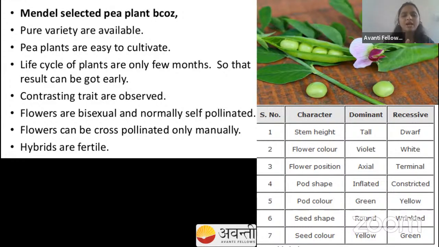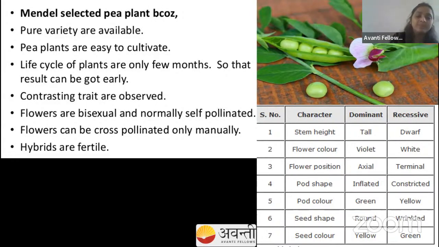Then, pea plants are easy to cultivate, right guys? Pea plants are very easy to cultivate. No hard work. Do you want to do any hard work? No, guys. So the pea plant is easily cultivable, and that's why he took it. And the life cycle is very short. In a few months you will get the seeds and the fruits. So that is the reason he chose the pea plant.